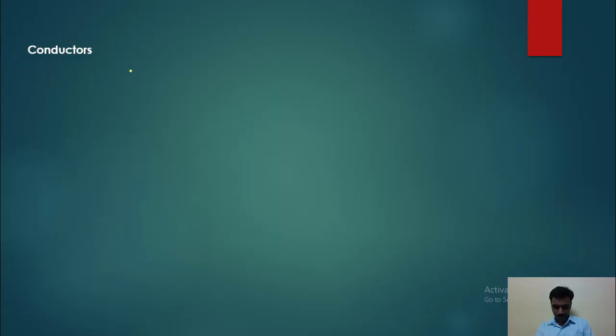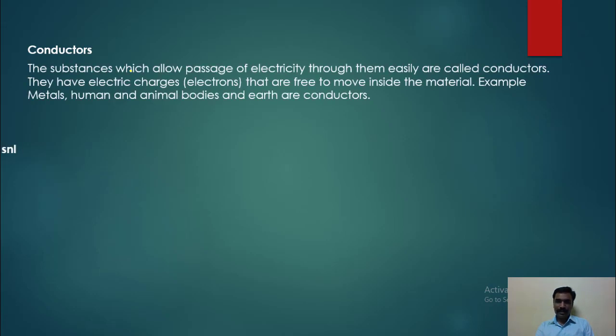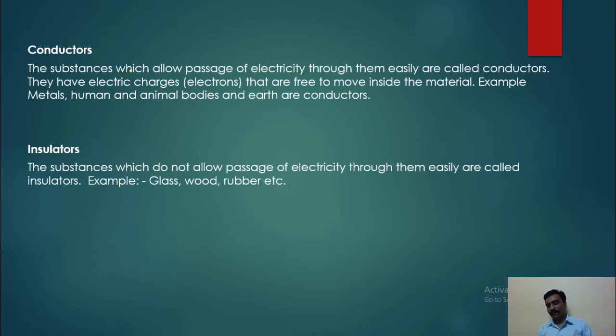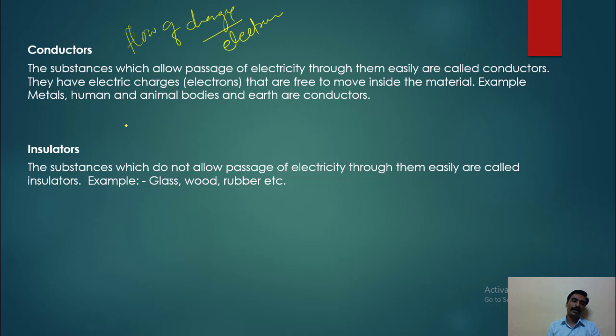Now, the next point is types of substances. Actually, substances are classified in many ways, depending on the nature or basis of the study. So here the basis of the study is the flow of charge. Charge, in the sense, here they are considering the motion of electrons in the substance.